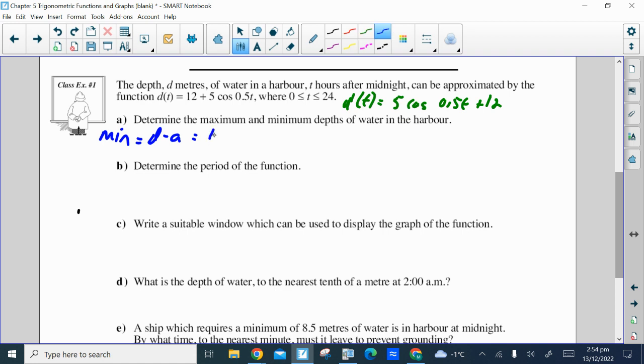So our D value is 12 minus our A value of 5. So that gives us a minimum of 7 meters. And our maximum can be found by going D plus A. The horizontal midline value plus the amplitude will take you up to the high point, which is 17 meters.